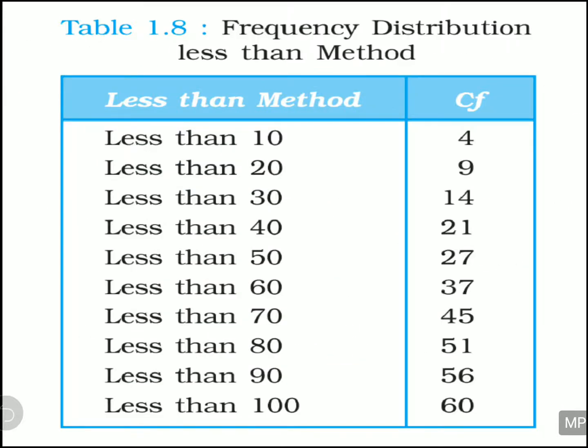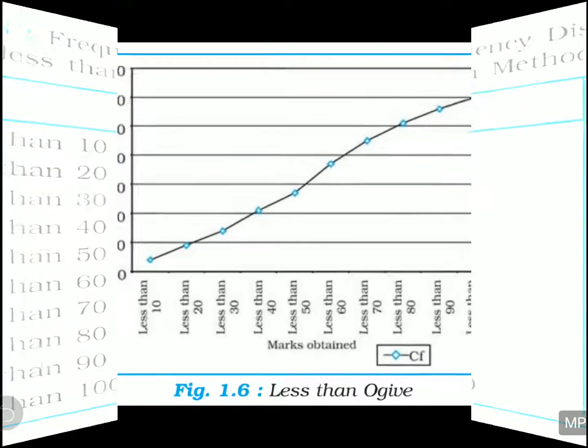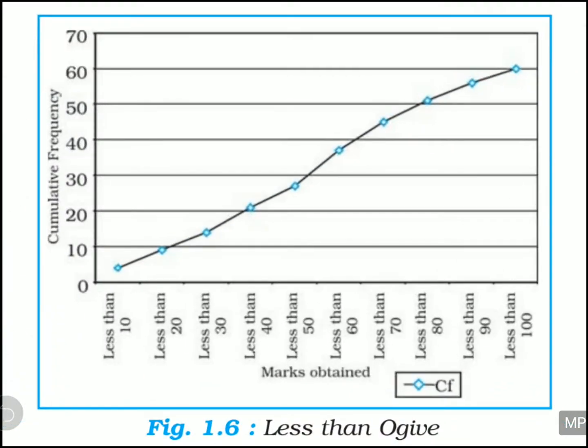An example of the less than method is this way. In 0 to 10, you give importance to 10, the upper limit. And in 10 to 20, you give importance to 20. Here the cumulative frequency is written, and that cumulative frequency you have to plot. Here you can see on the axes I have written less than 10, less than 20, less than 30, less than 40, and the other numbers according to your data. And then you plot the numbers.